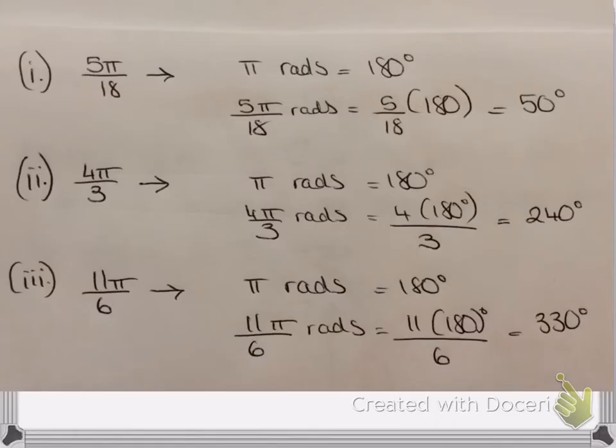Here are the solutions. So 5 pi over 18 radians. Again, your starting point, pi radians is equivalent to 180 degrees. Multiply both sides by 5 over 18 to get what 5 pi over 18 radians is, and then just simplify your answer. So you end up getting 50 degrees.